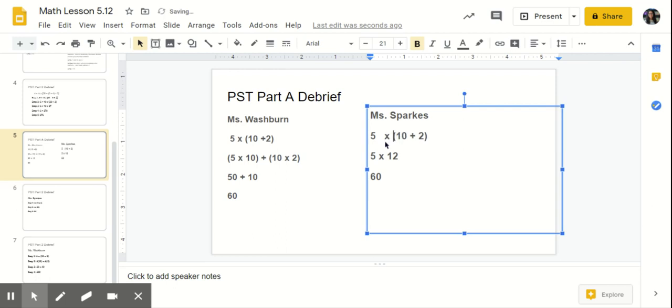Second thing you should also keep in mind is that when you see a question that is asking you to simplify an expression, that just means that you are evaluating the expression.